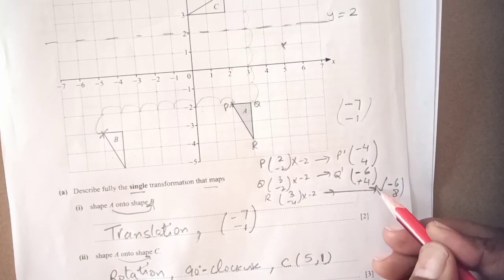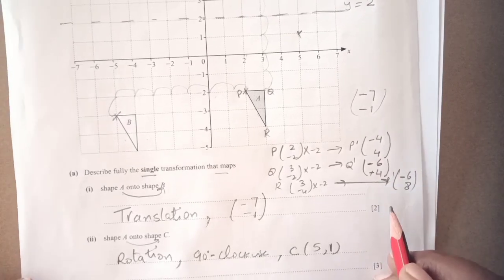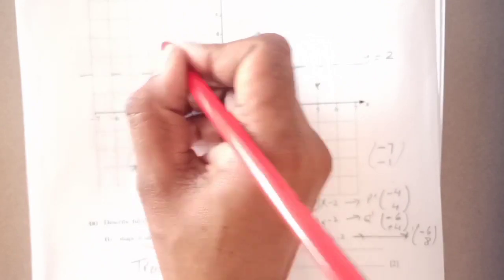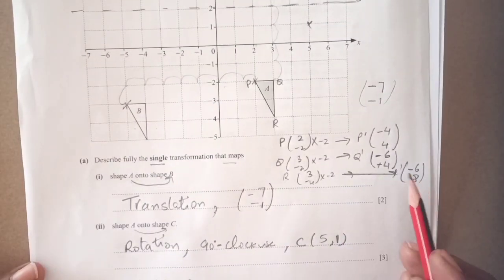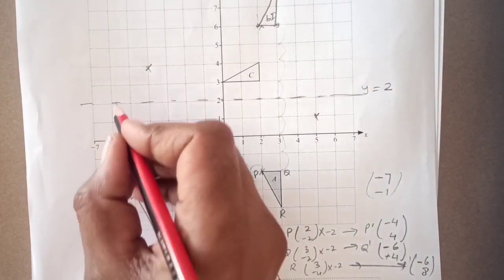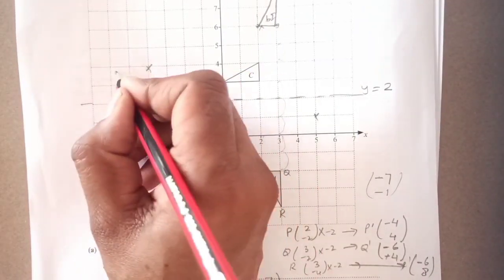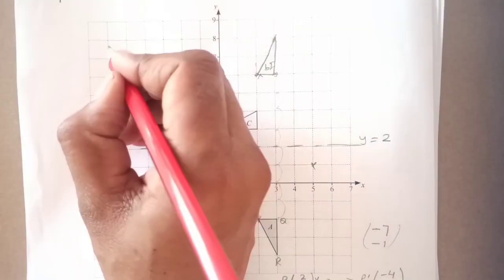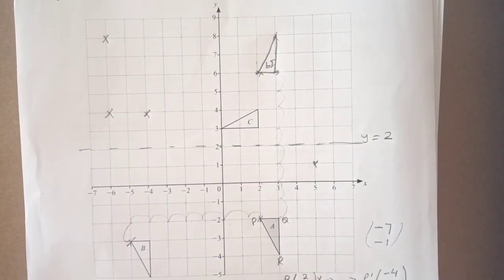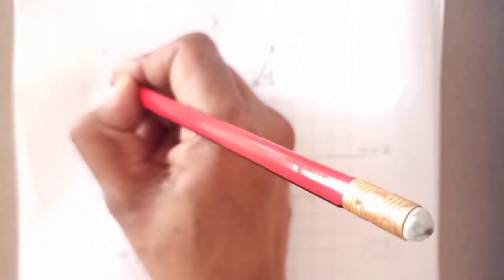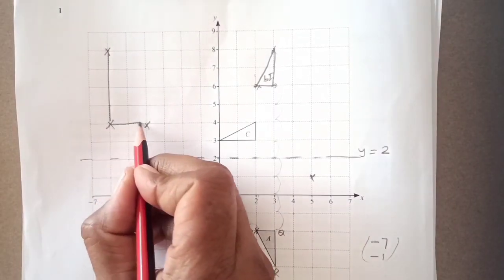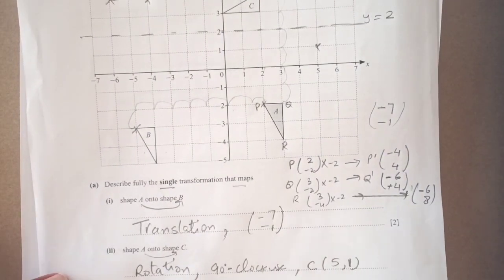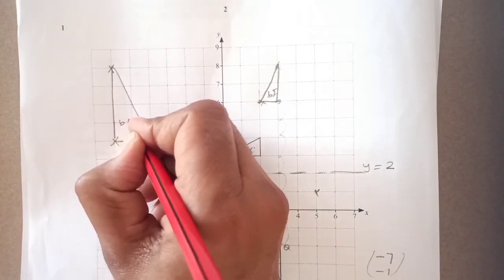So we have these three coordinates for the enlargement. So negative 4 and 4 is here. Then we have negative 6 and 4, and negative 6 and 8. So these are our new points. So just join them to get a new shape after enlargement. So that is question number B, part 2.